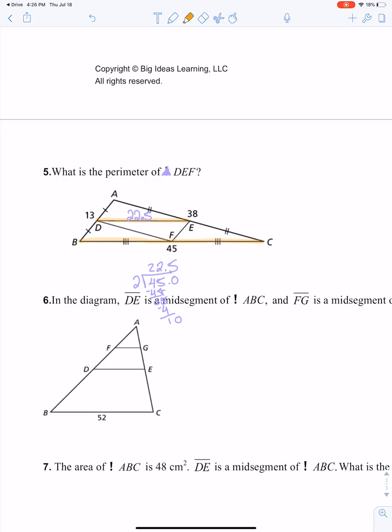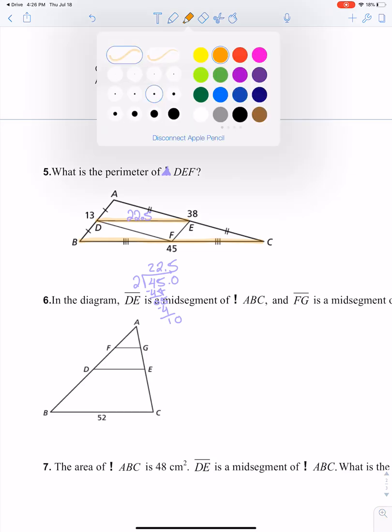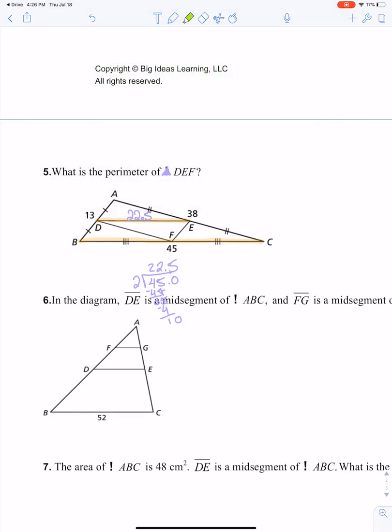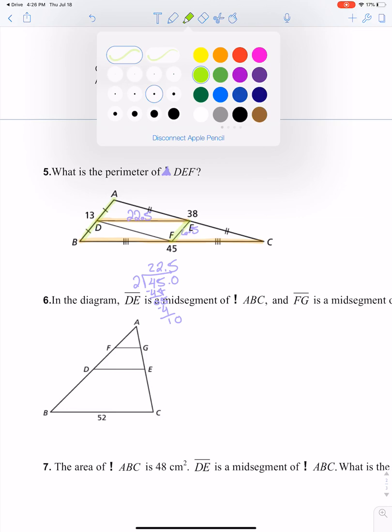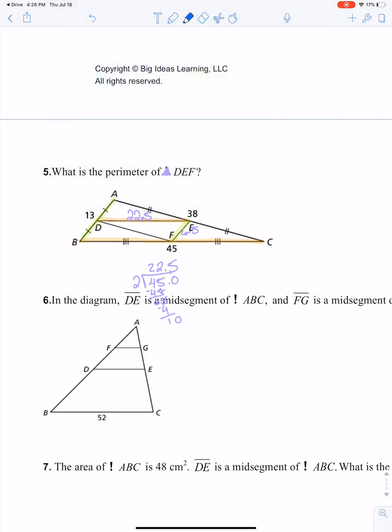All right, now we have to also find FE. So if this is 13, 13 divided by 2 is 6.5. And that gives us the measurement of FE. And lastly, we have to find the measurement of AC, which is 38. So that makes DF half of 38, which is going to be 19.